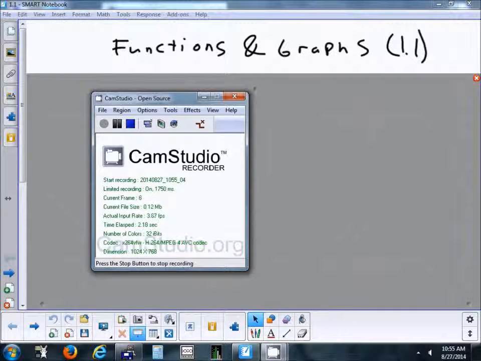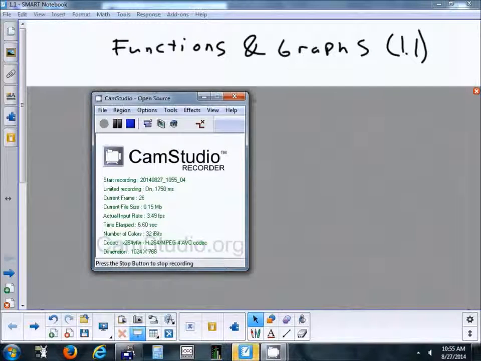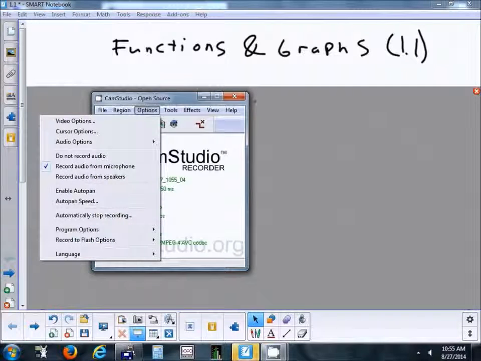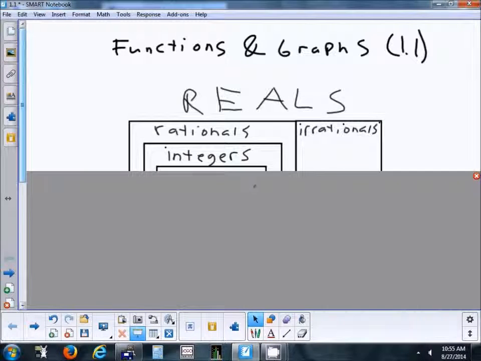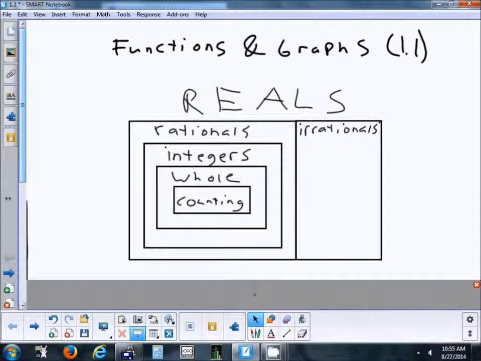All right, so today we're going to start our first section, functions and graphs, section 1.1. And the first thing we're going to talk about is just different types of numbers, different sets of numbers. This diagram basically summarizes all the different kinds of numbers that we can have, starting from the simplest numbers with counting numbers, going out to whole, integer, rational and irrational, and then finally the reals.